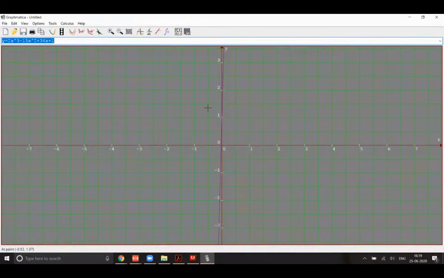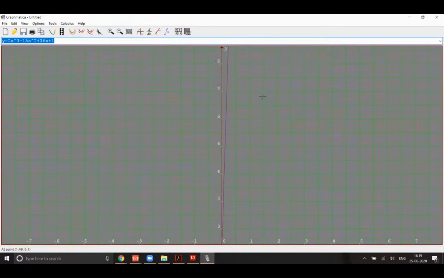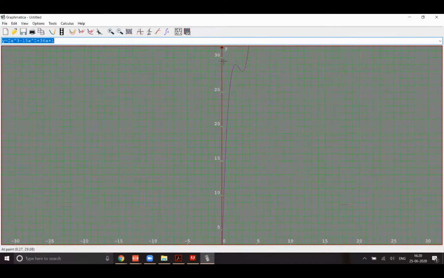x cube minus 15x square plus 36x plus 1. So the function is going like this. So what is this value? I don't know what value this is. I think this should have been 2. The cursor, where I place the cursor, you are able to see? I'll zoom and show.